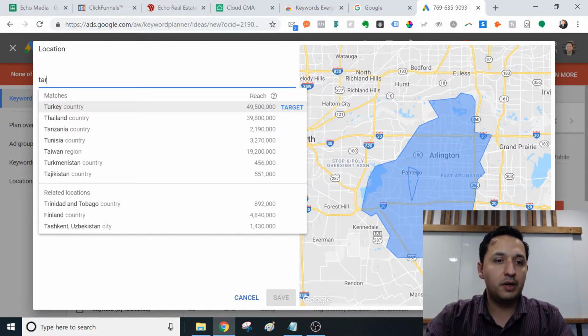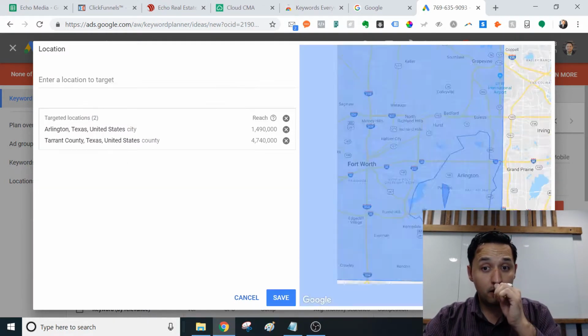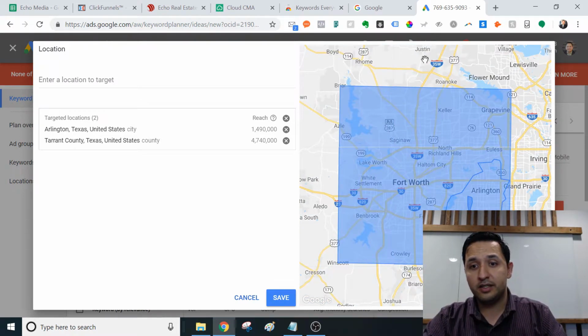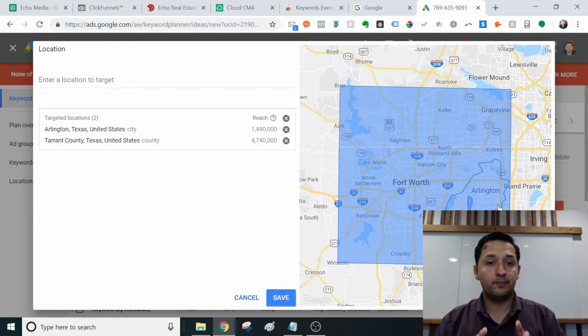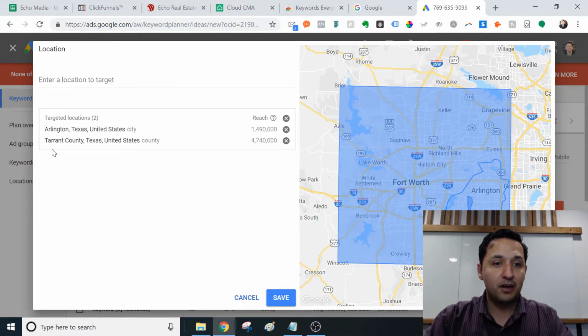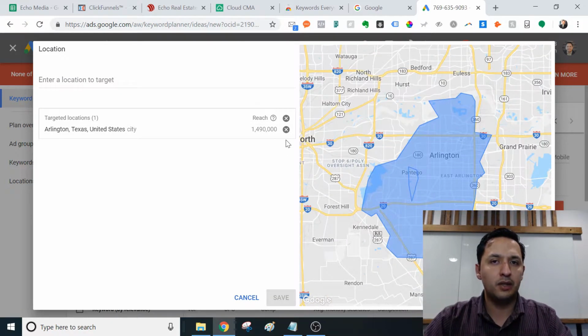So you see, if I was going to target the county, I would put Tarrant County, which is where Arlington is at. And you see, there's the entire county and there's a subset. This is a little bit different than Facebook ads, because in Facebook ads, you can't target by county. You can target by city and by zip codes, but you can't do it by county. So it's a little bit different in that sense. If there was something that you were wanting to do that was more county oriented, you have that capability here in Google advertising. So I'm going to put cancel.